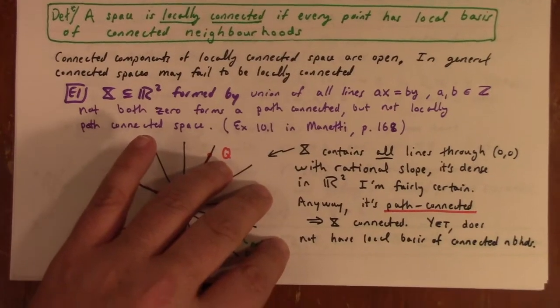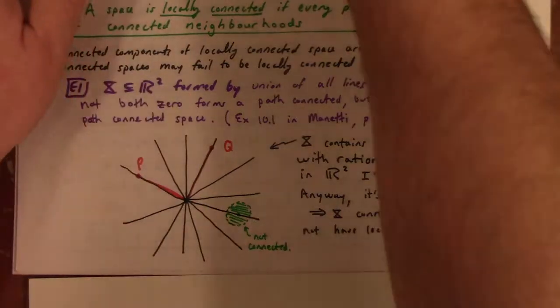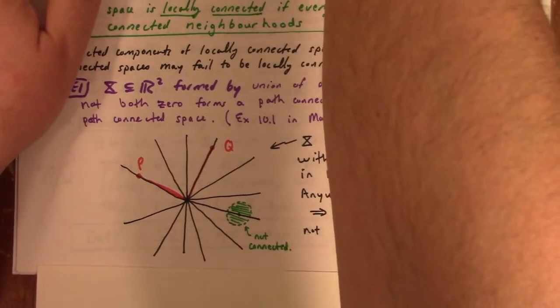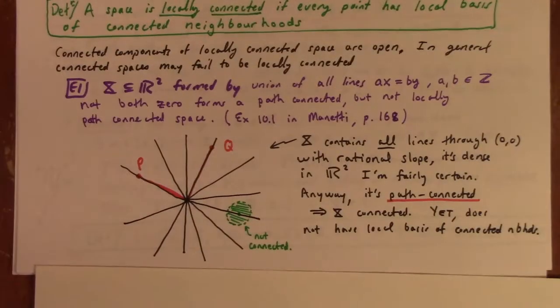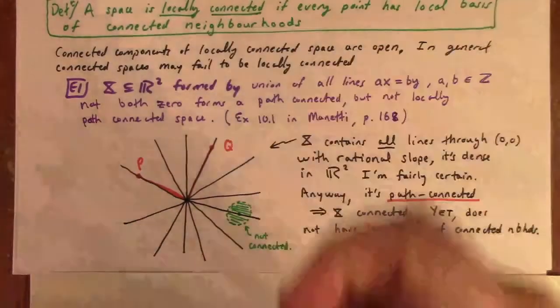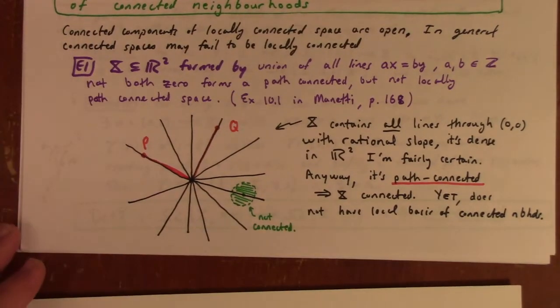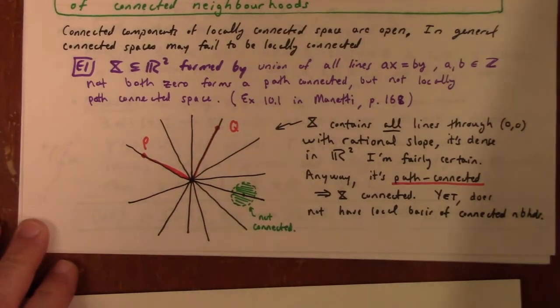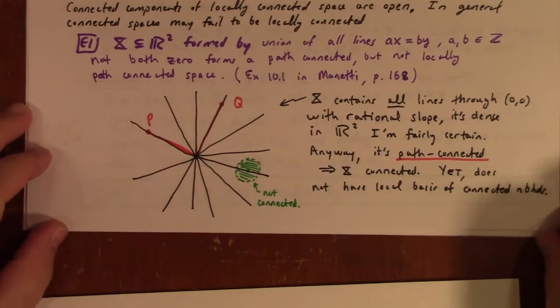You have R2. You can look at the subset of R2 which is formed by the union of all lines through the origin with rational slope. I believe that set is dense in the plane. However, it's also path connected, because you can pretty easily see that you can connect any 2 points in this space by just running them through the origin, right?